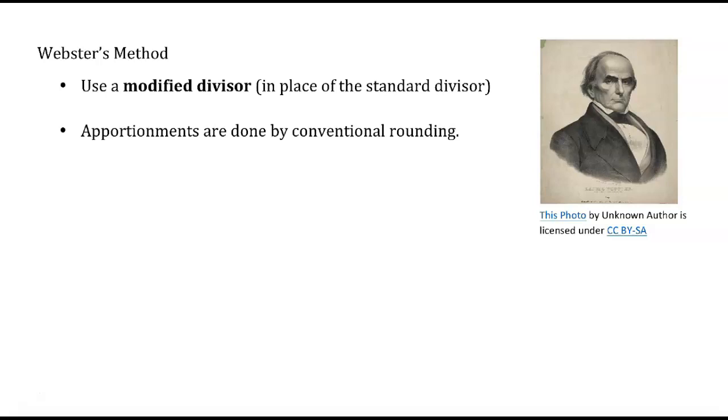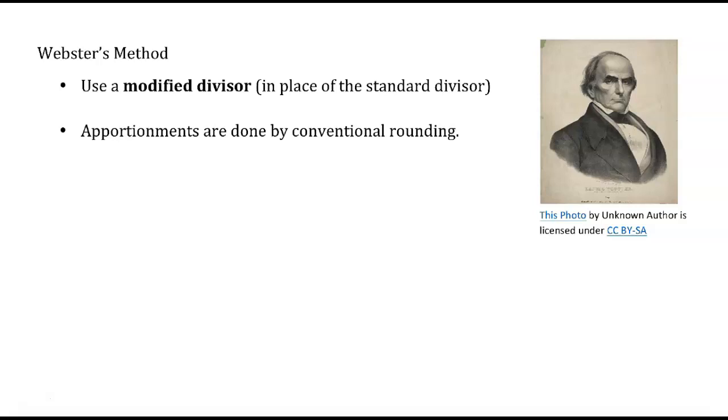What's interesting is that after Webster's method was used for the 1842 apportionment, they went back to Hamilton's method because they started to notice that Webster's method and Hamilton's method often produce the same outcome. The unofficial rule became choose the number of seats in the House so that the apportionment is the same under either method.